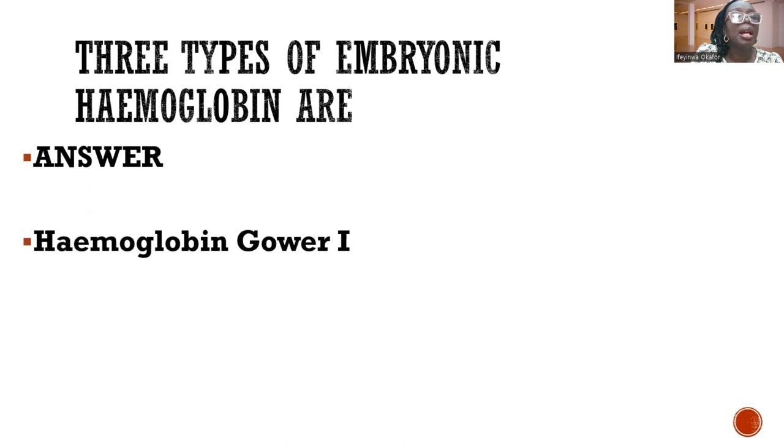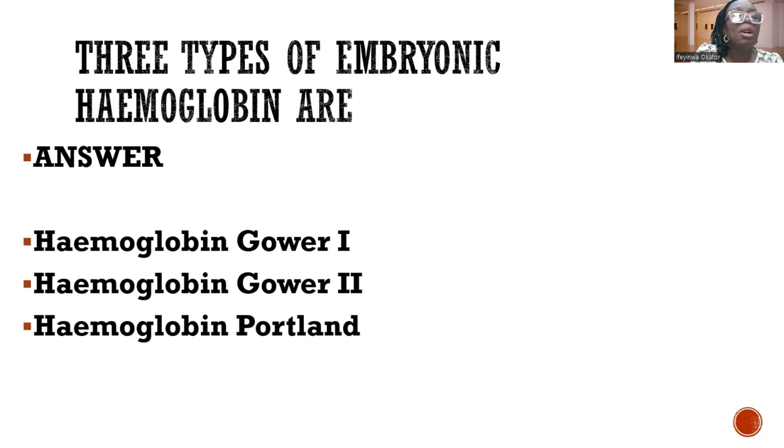Three types of embryonic hemoglobin are hemoglobin Gower 1, hemoglobin Gower 2, and hemoglobin Portland. These are three types of embryonic hemoglobin: hemoglobin Gower 1, hemoglobin Gower 2, and hemoglobin Portland.